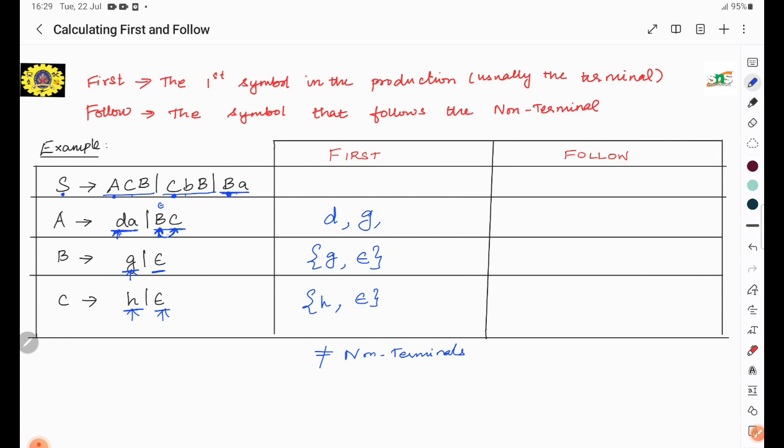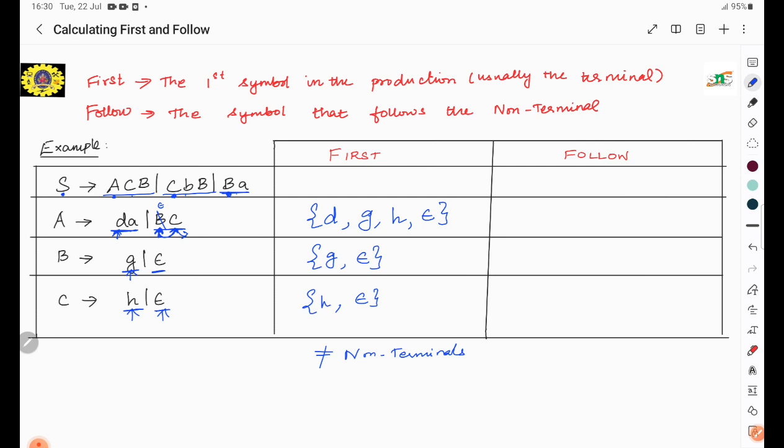So I will repeat this step again. We have B here as first, so we refer to the first of B, which is G. So I have written G here, and we have epsilon. In place of the B, substituting epsilon, I have C. So you have to refer to the first of C. You have H here and empty. Empty cannot be written directly in first as there is nothing else next. If there is another symbol next, then we substitute empty and write it.